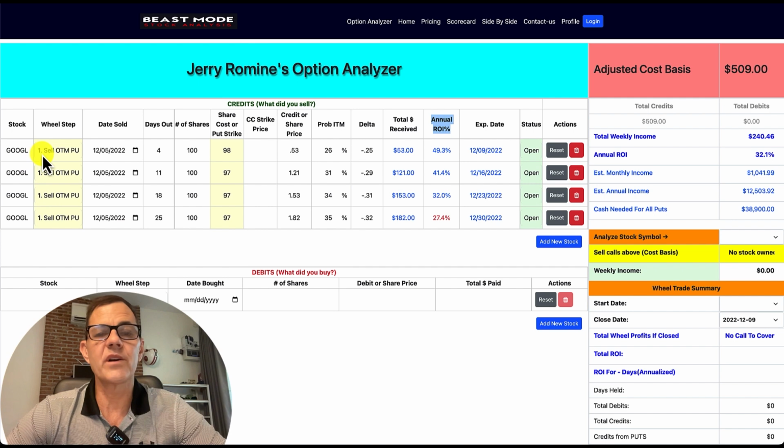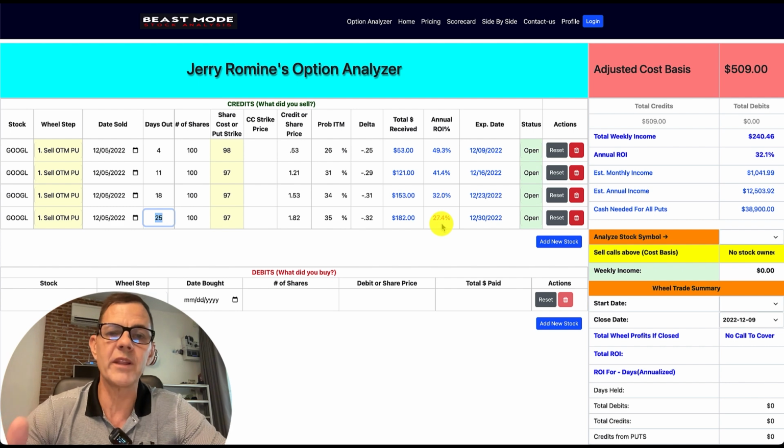When we keep it short and right in front of us, it's going to be 49.3% over 4 days. Over 11 days, it goes down to 41.4%, and if we go out almost 1 month, 25 days out, it's going to be 27.4%. So our worst return in this case is selling the one that is 1 month out. And you're going to notice on my option analyzer that this number here is in red, and that's because if it's below 30%, I automatically have it coded to be red just as a warning that's saying, hey, this isn't what I'm normally looking for.